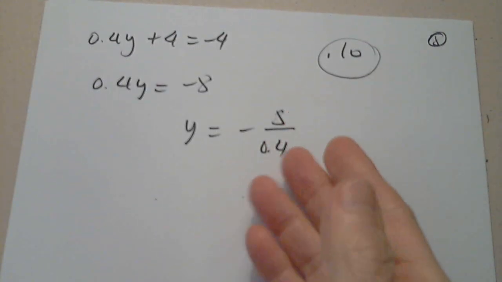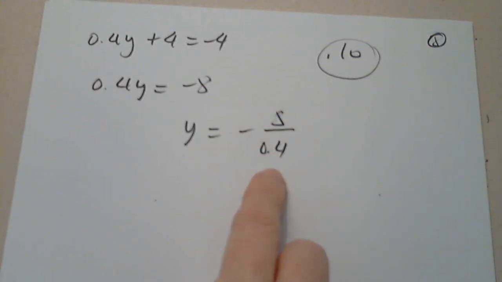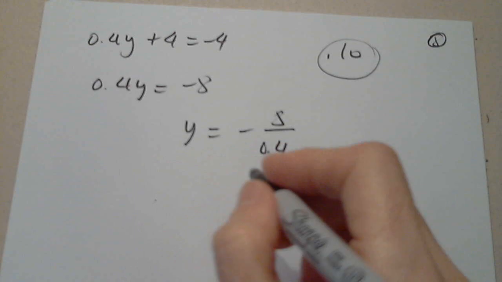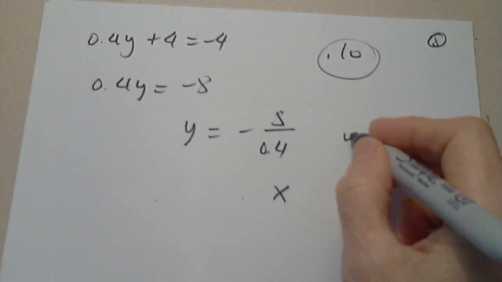And how do I divide this? First I multiply top and bottom by 10. 80 divided by 4, so that's -20. I'm sorry, not x, but y.